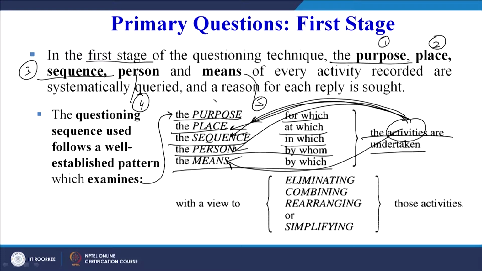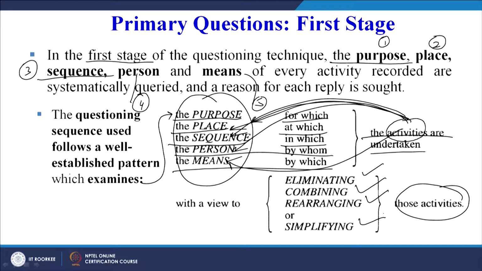Now why do we ask all these questions? In order to eliminate, combine, rearrange or simplify the activities. So this is the current method that we are challenging, and we are trying to develop a better method which will be developed using these 4 steps. That is, we can eliminate some of the unnecessary movements or motions or activity or maybe operations. Then we can combine certain set of operations if possible, certain set of activities if possible, rearrange or simplify.